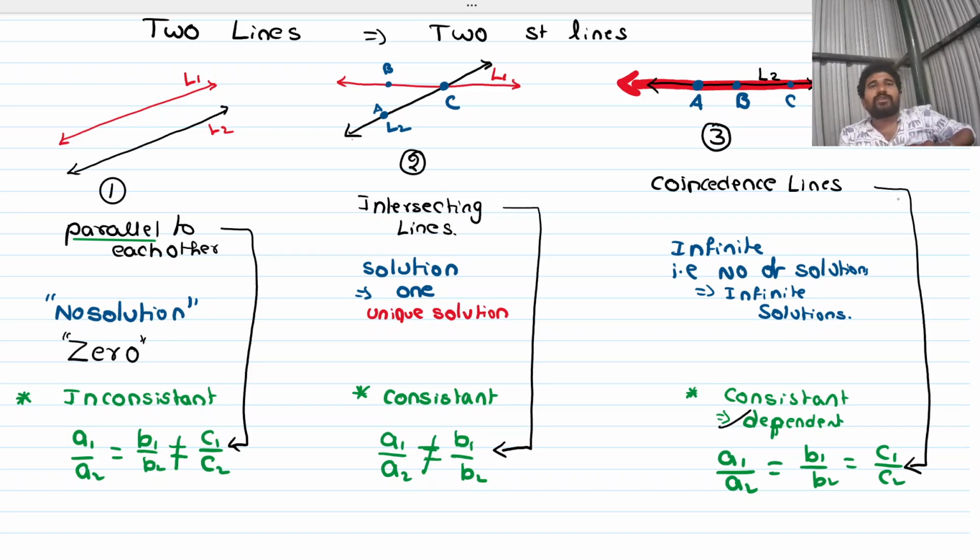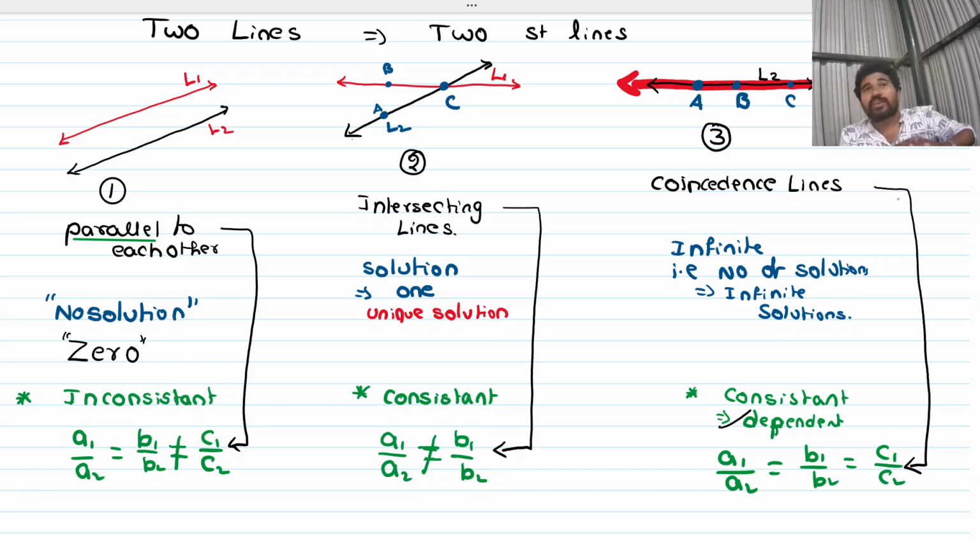These two lines can be what on the graph? If I draw them, how will they look? The two lines may be parallel lines. The two lines may be intersecting. The two lines may be coincident. If I plot these two lines, they might be parallel, they might be intersecting, they might be coincident.